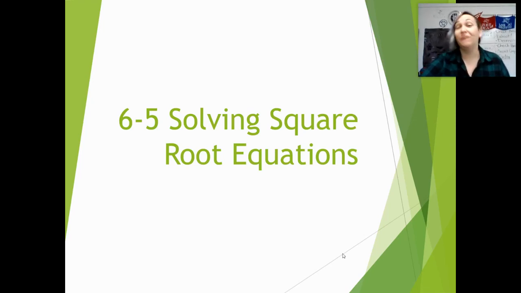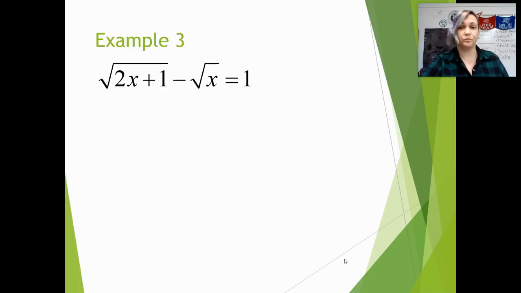Hi guys, we have one more example to do today with radical equations. In this example, I have two separate radicals, but they're being separated by a subtraction sign, which means I cannot combine them together. Remember that we learned last week that radicals can only be combined using adding and subtracting if the underneath part, the radicand, is exactly the same. And in this problem, it's not the same.